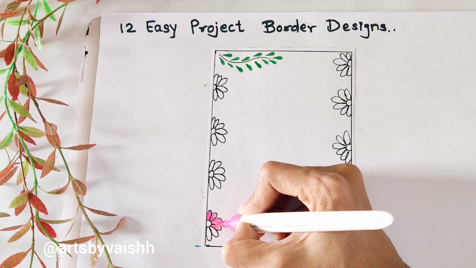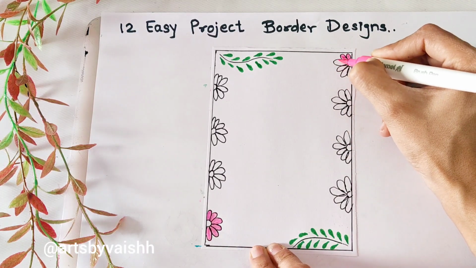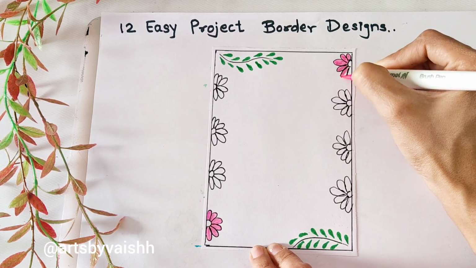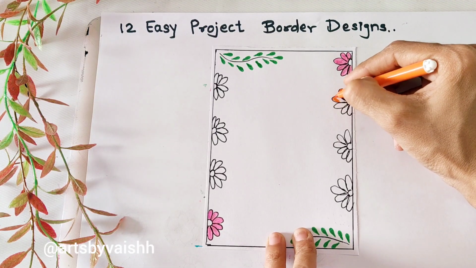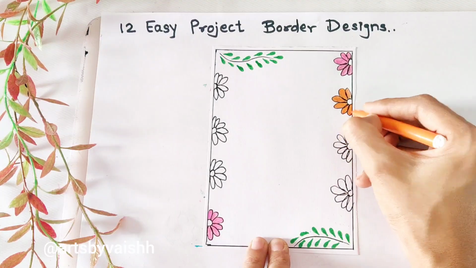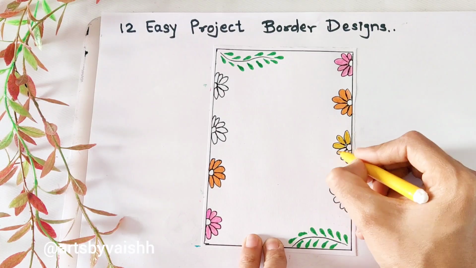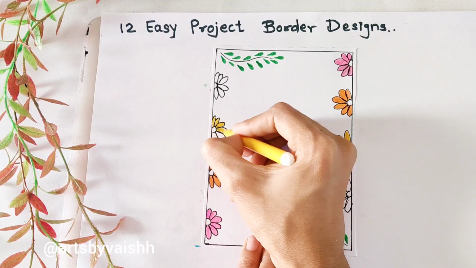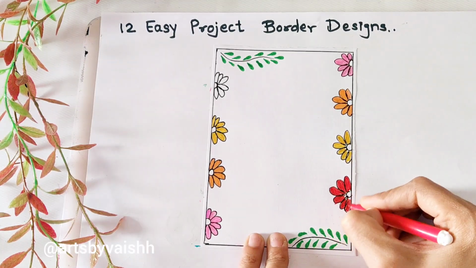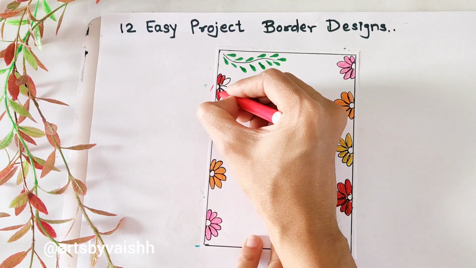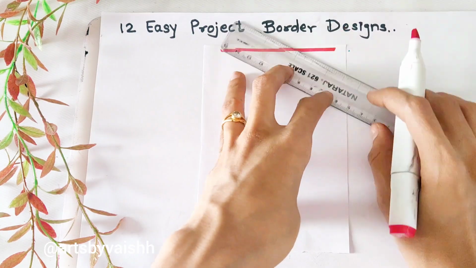I'll fill the colors in flowers. First I took pink. I'll color both sides flowers. Now I took orange. Similarly here as well, I'll color it on both sides. Now I am taking yellow color. After this I took red, and it's almost done. Yeah, it's done. Let's move on to the next one.